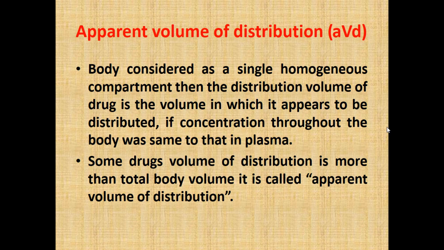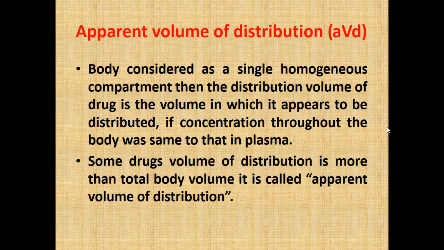But we have only 42 liters. If the drug is distributed within that 42 liters of the body, it is called the volume of distribution. But some drugs have a volume of distribution above that, for example 400 or 500,000. How is that possible? We don't have that much volume in the body, but we say this drug has distributed into 1000 liters. That concept is called the apparent volume of distribution.